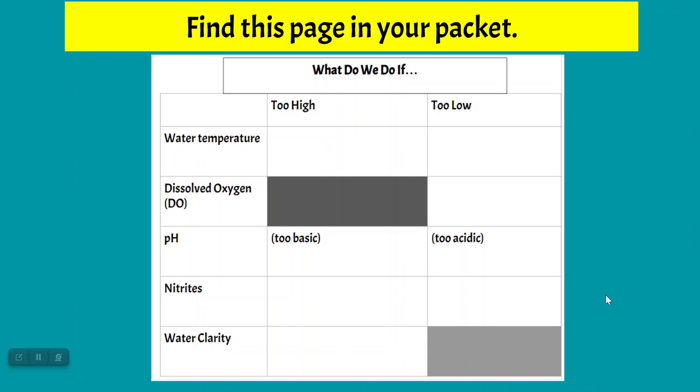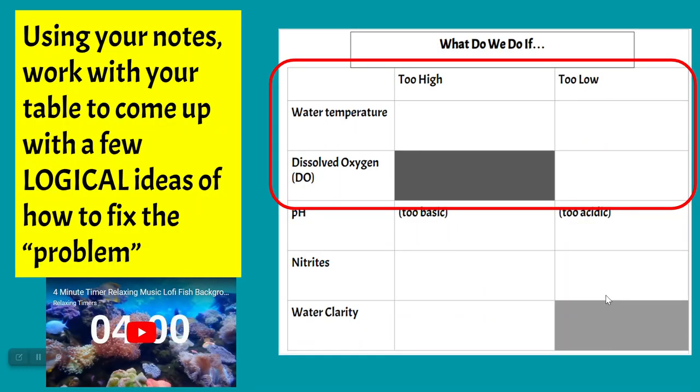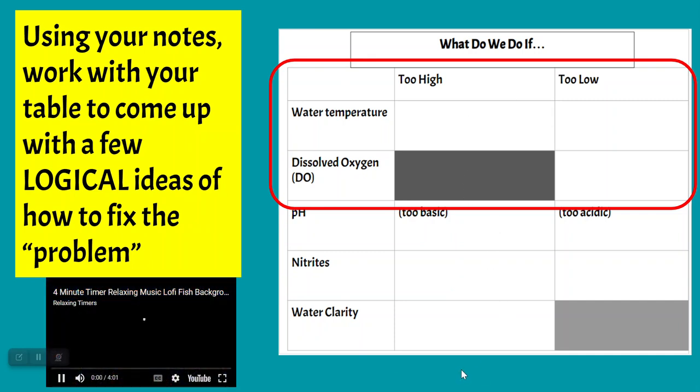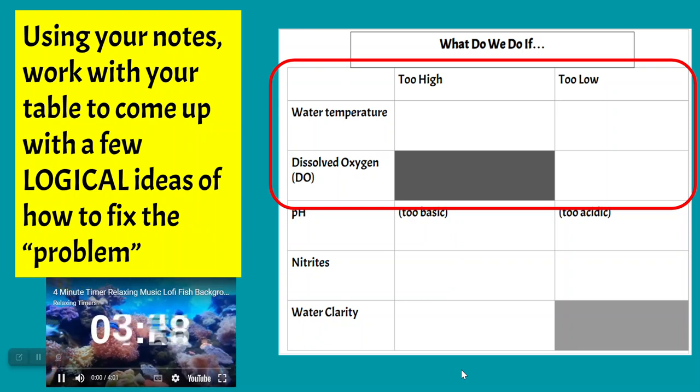So if you found that page in your packet, I want you to use your notes and work with your table only for 4 minutes to come up with a few logical ideas of how you might fix the problems. Particularly look at water temperature and dissolved oxygen because I don't think you'll have time for everything. Use logical and reasonable ideas. We don't get to call on gnomes and fairies and leprechauns to fix our problems. We have to come up with logical things, right? Okay, 4 minutes working on that.